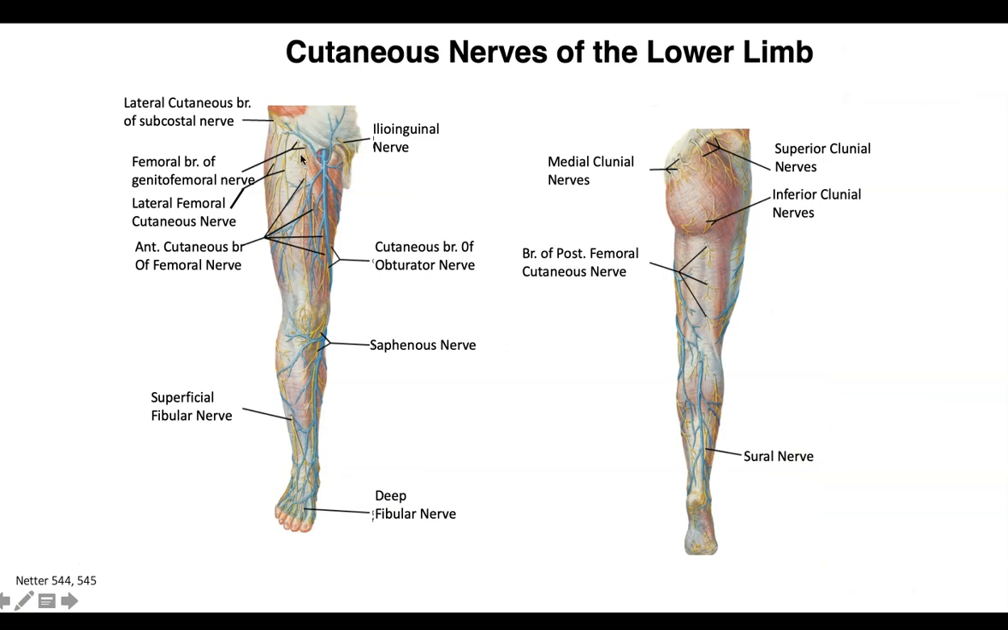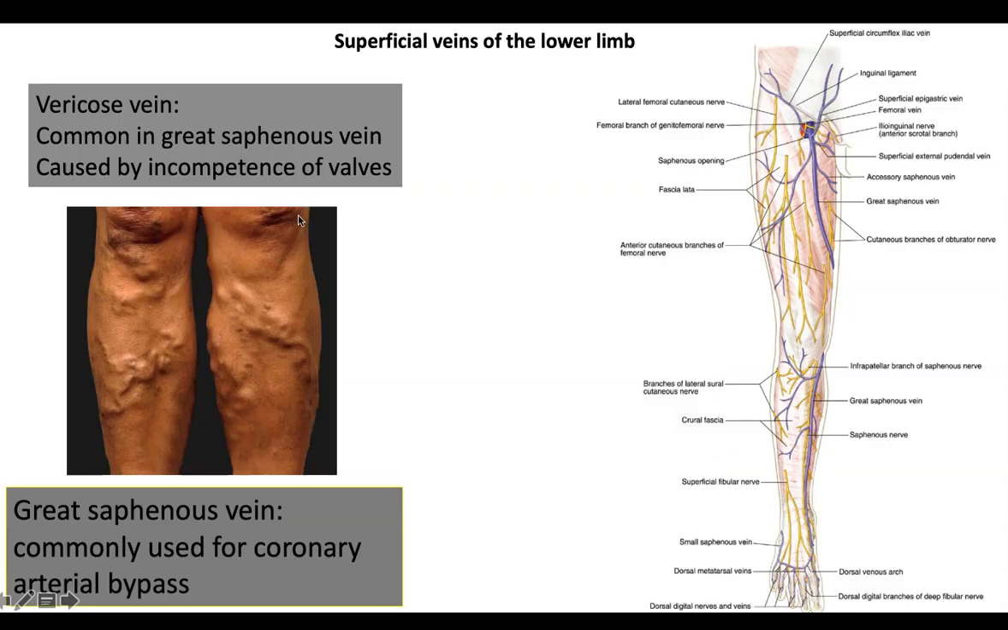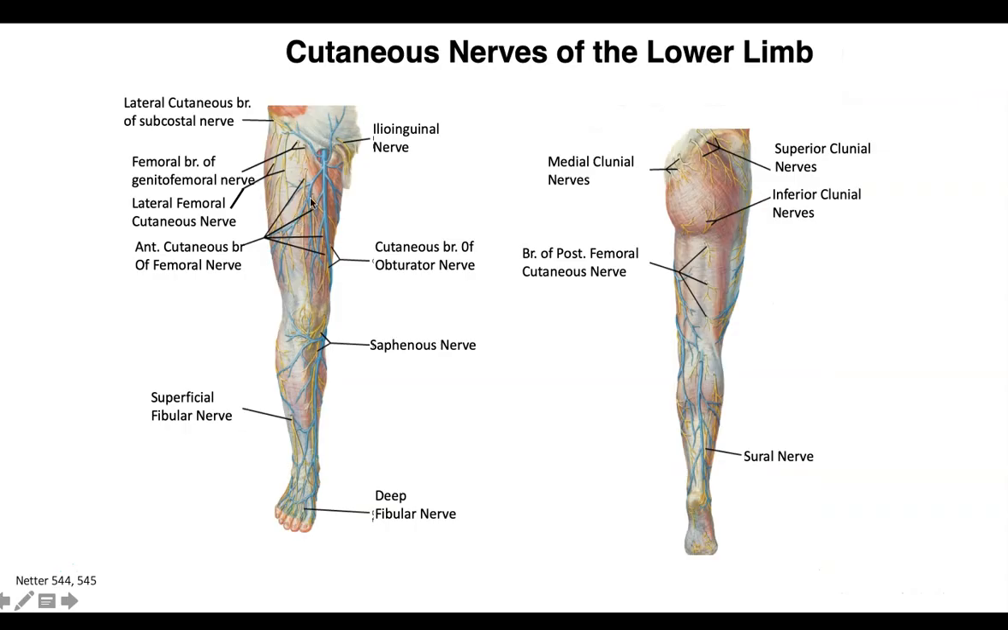Within the superficial fascia, there are also cutaneous nerves. There are several cutaneous nerves within the superficial fascia of the lower limb, but you can see here there are some important cutaneous nerves. These nerves are the sensory nerves which supply the skin and superficial fascia.